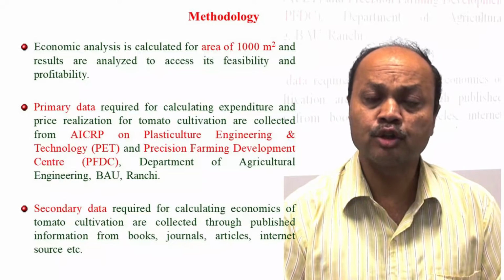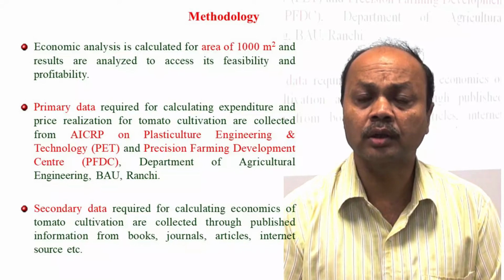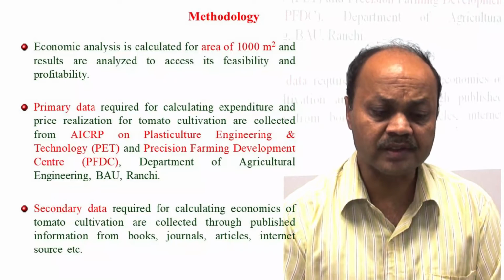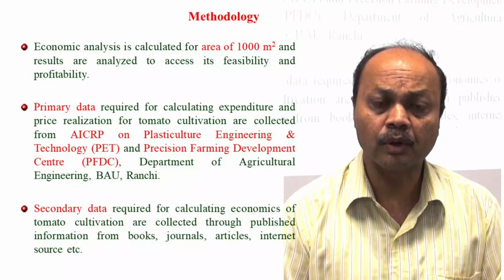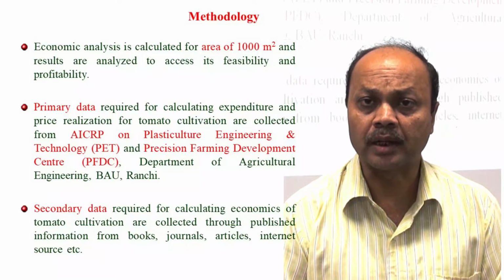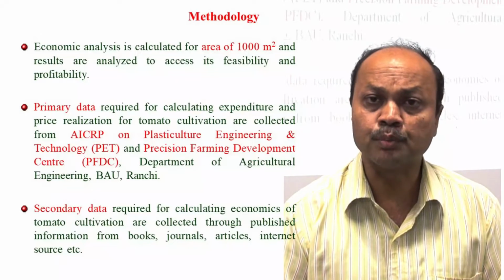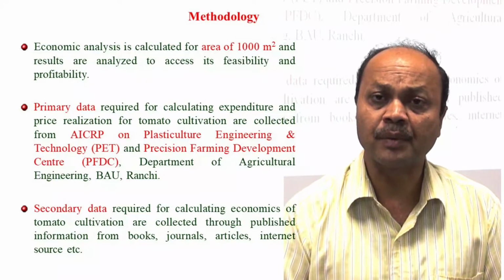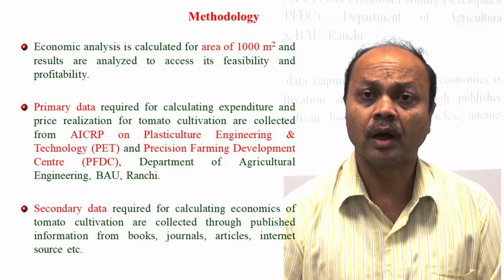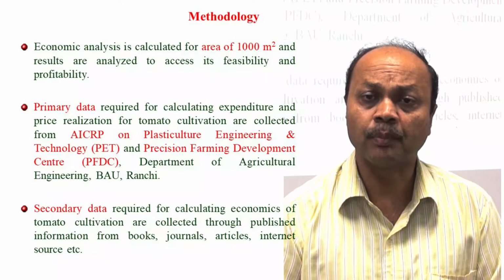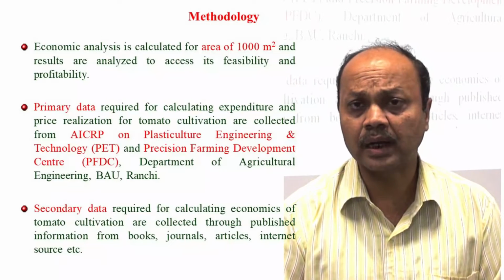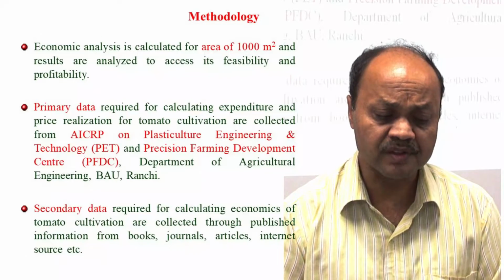Here the methodology we have followed is that we have considered a 1000 meter square area in all four cases, and the primary data we have taken from, as I told earlier also, the plasticulture technology project running in our department of agricultural engineering. From the last 15 years a lot of work has been done, so some of the data we have taken from there. Apart from that, in the department earlier we had the precision farming PFDC project, so we have taken data from both projects, and some data from secondary sources, from published information in books and journals.